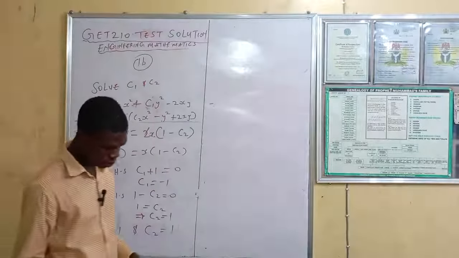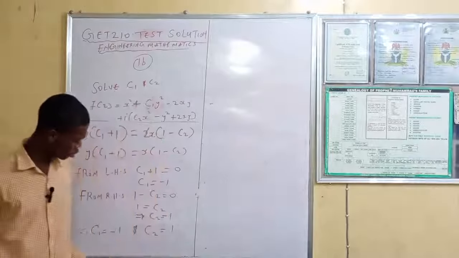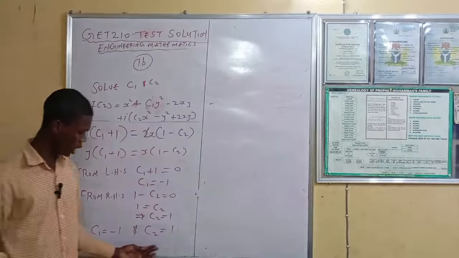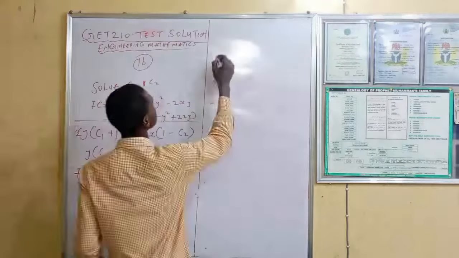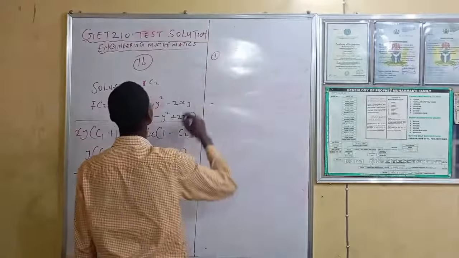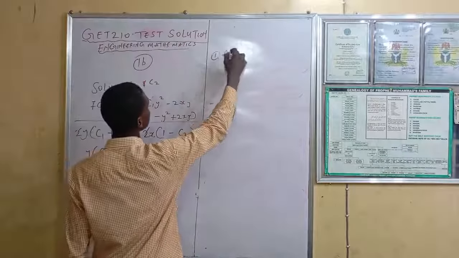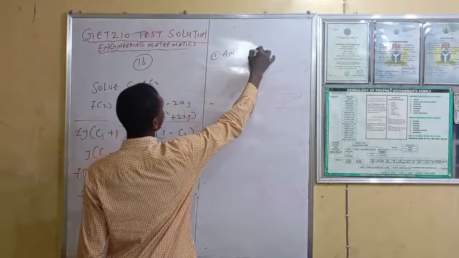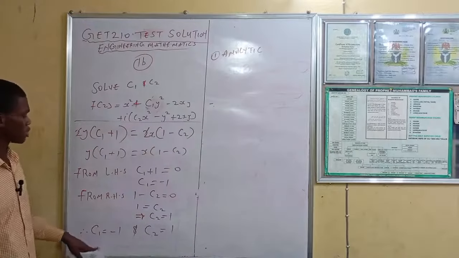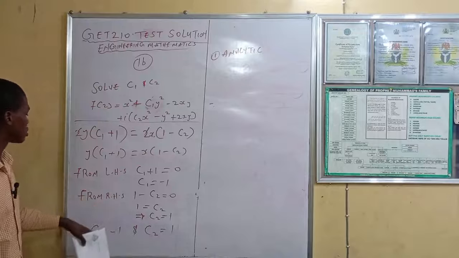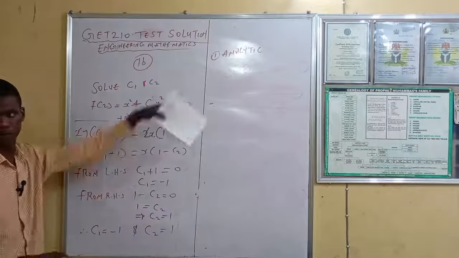The first question, we are asked to solve the value of c1 and c2, which is c1 is minus 1 and c2 is equal to what? 1. But the first question says, determine if the given function is what? Analytic. Since I didn't know the value of c1 and c2, I can substitute c1 and c2 in the given function.